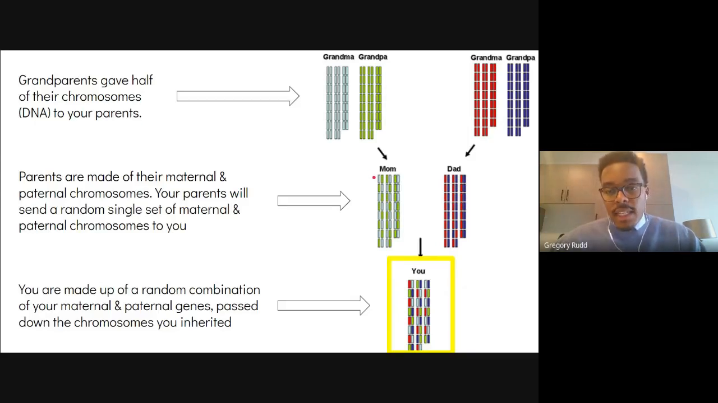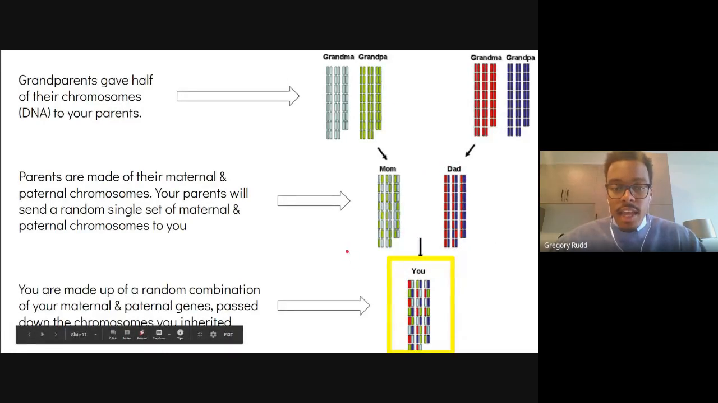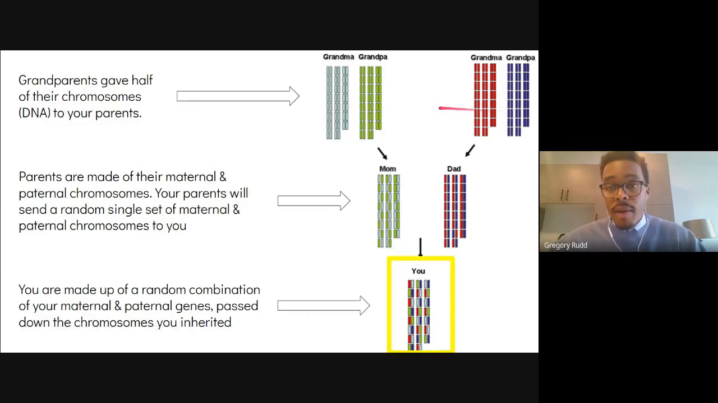Then randomly, half of your parents' genetic material becomes your genetic material. So you get half from your mom, half from your dad, and that's what becomes you. So you still have those same red and light blue and dark blue and green from your four grandparents.